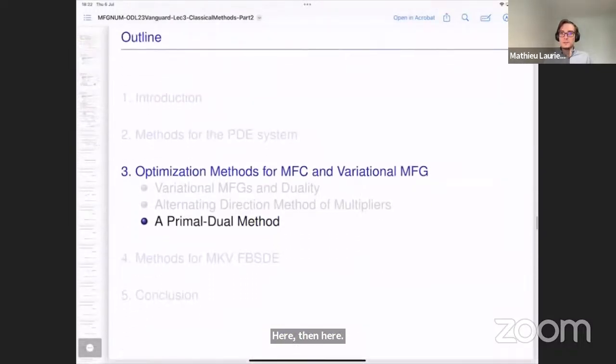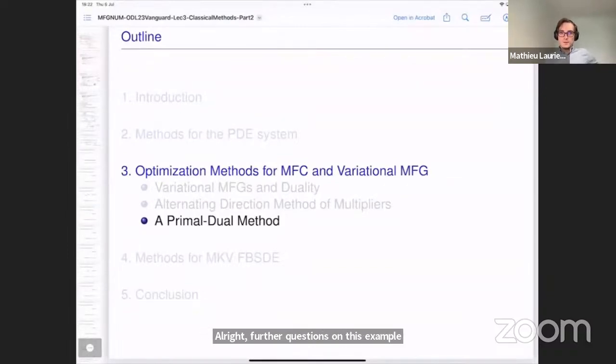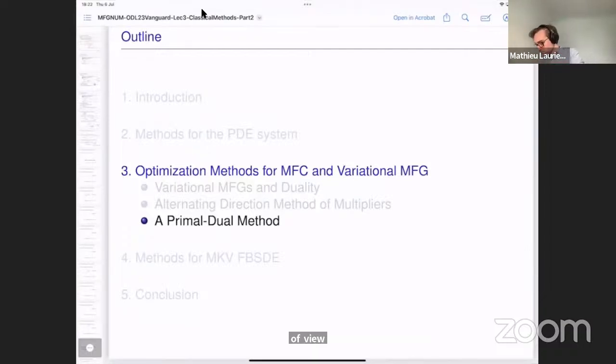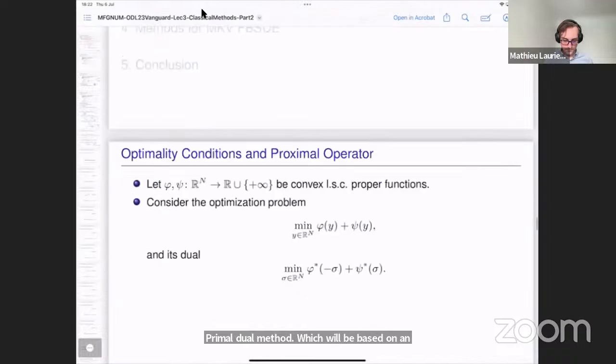All right, further questions on this example? So if not, I will present another algorithm still based on this variational interpretation or variational point of view. The first one was the alternating direction method of multipliers based on the augmented Lagrangian viewpoint. The second one is a primal dual method, which will be based on an algorithm introduced by Chambolle and Pock.